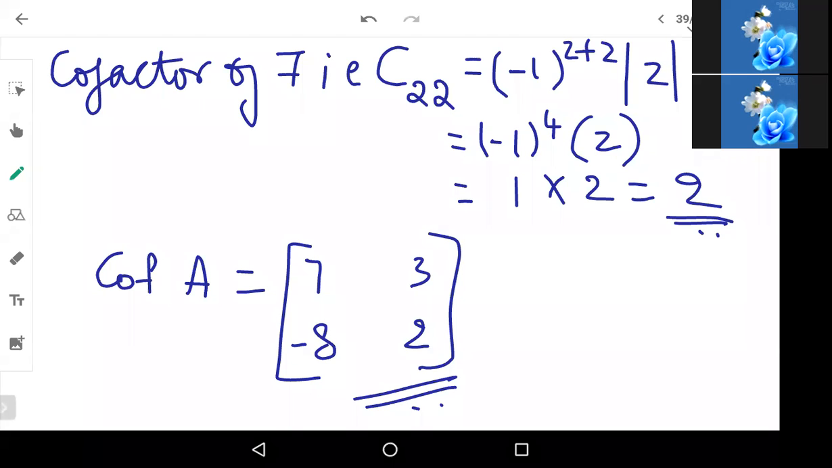Understood? Any doubts in the cofactor? This is very important to understand for the adjoint, the next concept, and the inverse. Now can we go for the next concept?